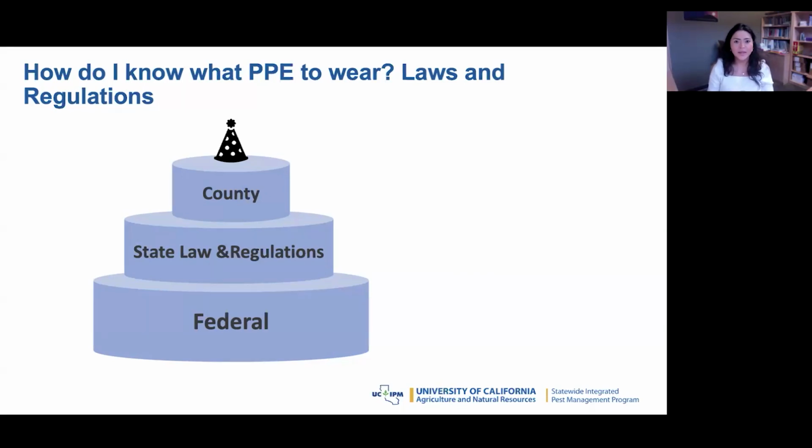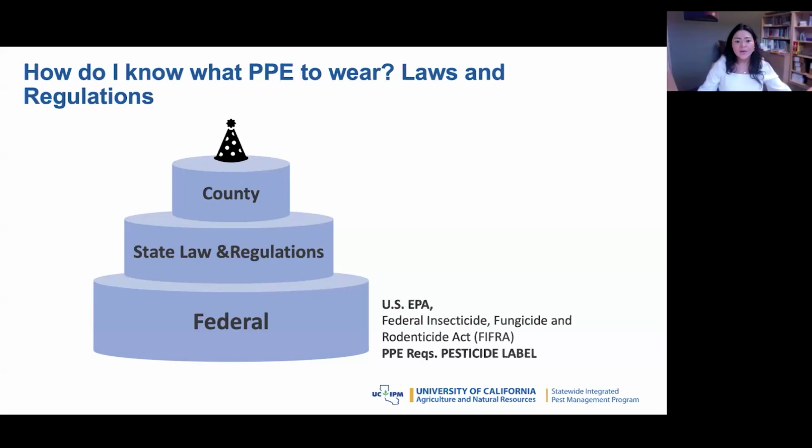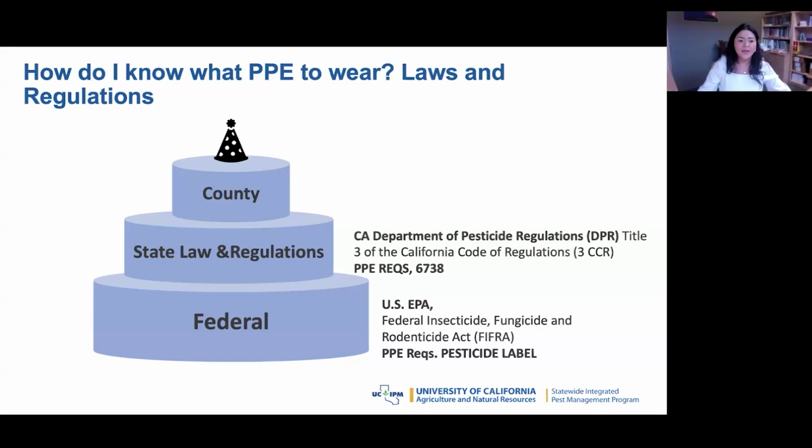And so typically, the way PPE is listed or required for a workplace is by following federal guidelines, which are listed on the pesticide label. And then we have state regulations from the Department of Pesticide Regulation here in California. And there are whole sections of regulations and legal jargon that stipulate that personal protective equipment is required for a person who handles pesticides in their workplace. And in some instances, there might even be additional regulations for workers in specific areas.